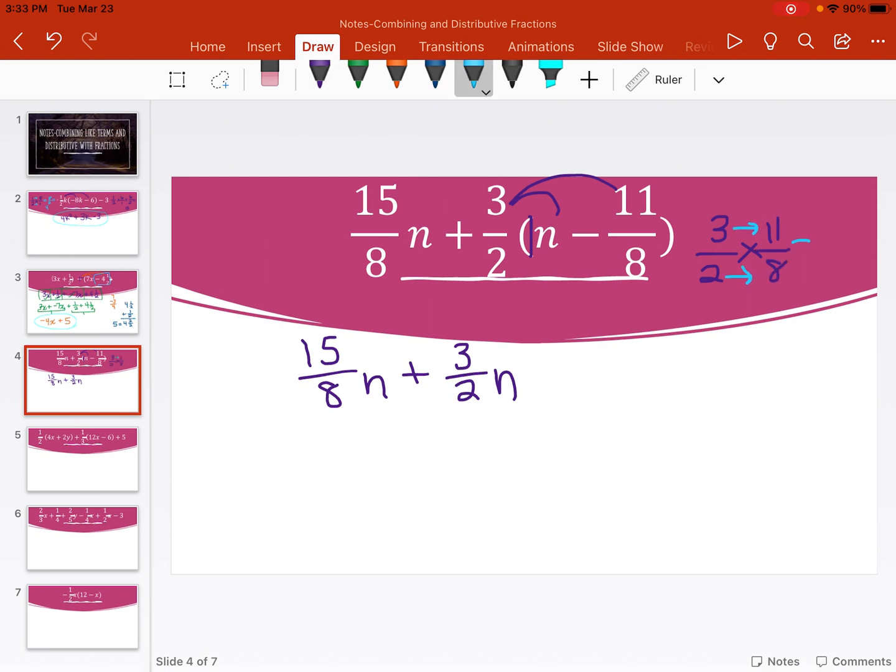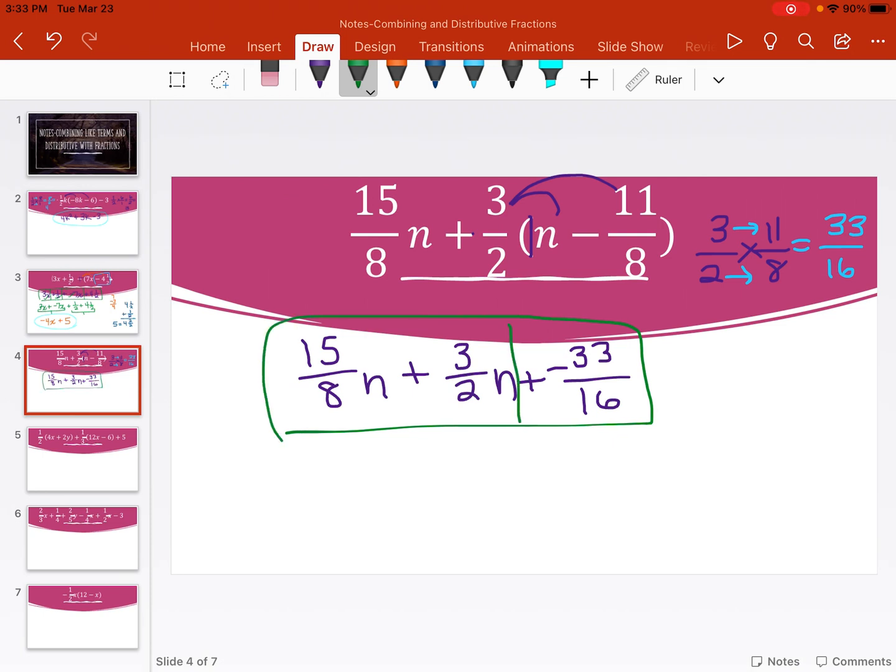You do not need like terms. So 3 times 11 is 33. 2 times 8 is 16. So here I get 33/16. It was a positive times a negative, so -33/16. Now I'm going to train it up. So box your terms. Find my families.